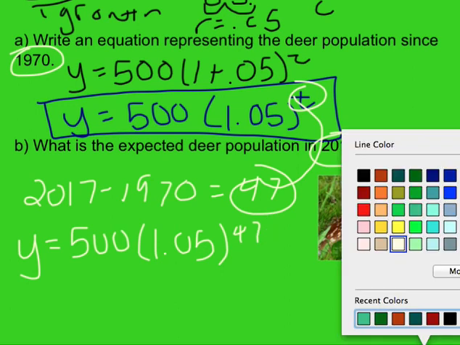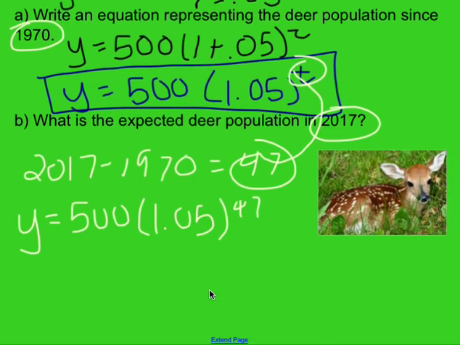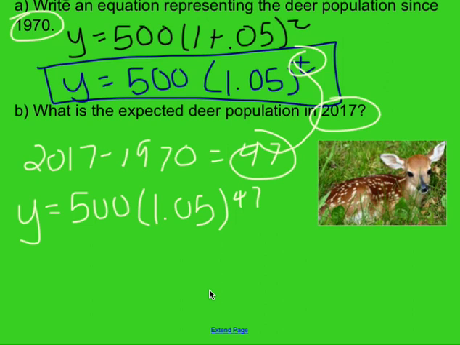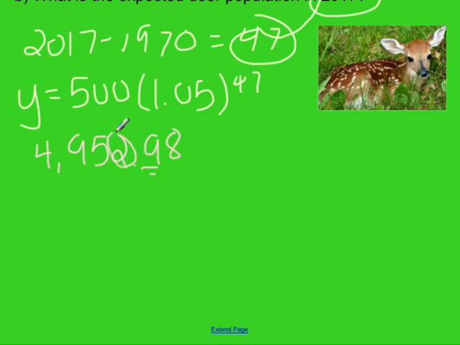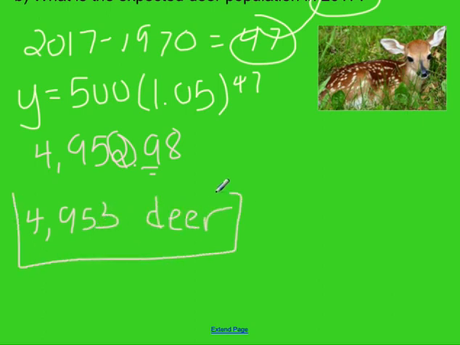So again, you should be plugging this in your calculator with me to make sure you get the right answer. So when I plugged it in, I got 4,952.98 deer. Well, 0.98 of a deer doesn't make sense. Well, that 9 is 5 or greater, so I need to take this number and round it up to 4,953, and I'm going to label that deer. So that's how many deer we're expected to have in 2017.